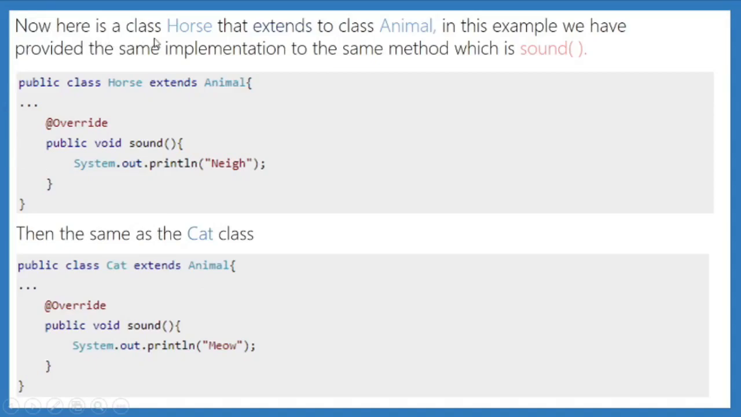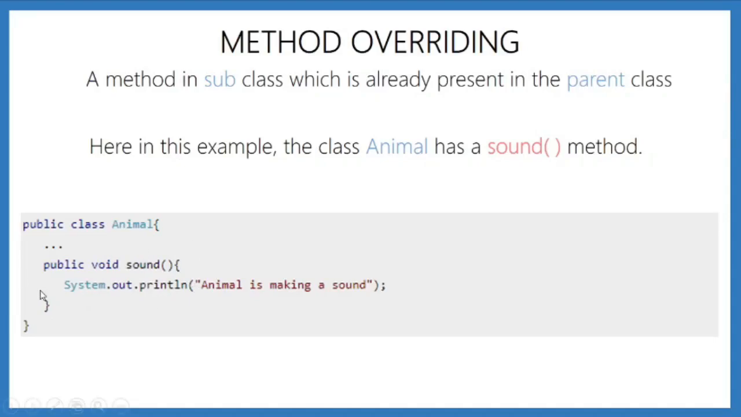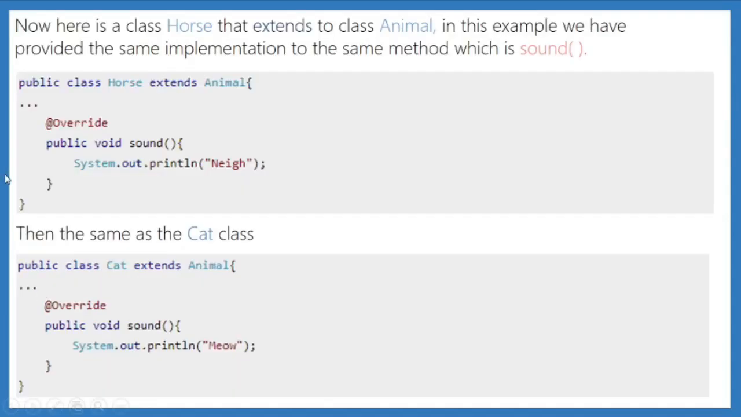Now, here is a class Horse that extends the class Animal. In this example, I have provided the same method, which is sound, with its own implementation. As you can see, I have made a method here and I have made a method here. Then the same for the Cat class.